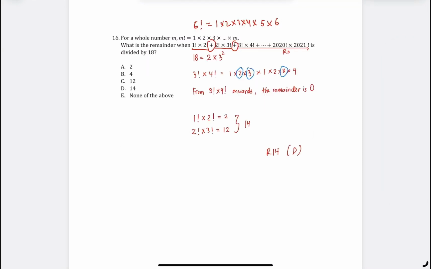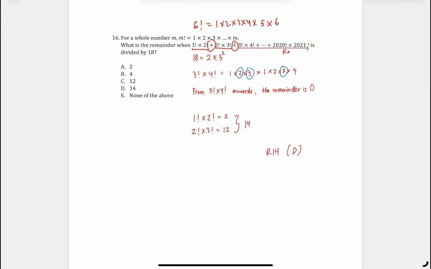Okay, for question 16, for the whole number m, factorial is 1 times 2 times 3 times 4 all the way until m. So for example, 6 factorial is 1 times 2 times 3 times 4 times 5 times 6. What is the remainder when 1 factorial times 2 factorial plus 2 factorial times 3 factorial plus 3 factorial times 4 factorial plus all the way until 2020 factorial times 2021 factorial is divided by 18?